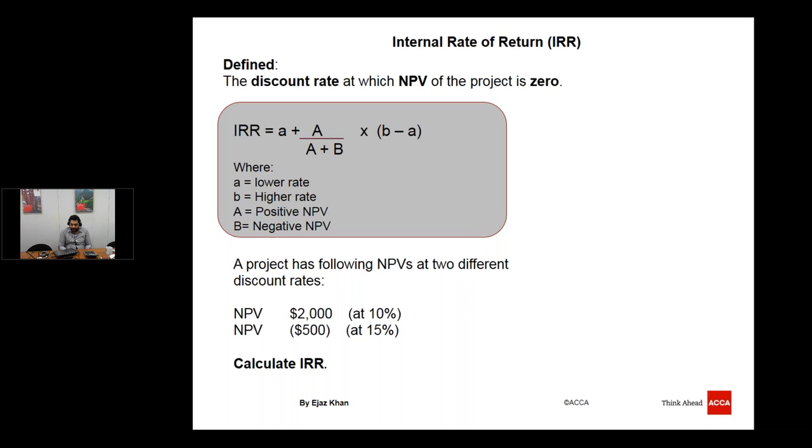So let's look at what IRR is. If you look at the definition, it's the discount rate at which the NPV of the project is 0. That is the definition of IRR, but I don't think it's clear enough to tell you what IRR actually is. So we'll get back to this definition later on. First, we need to find out how we calculate IRR and what IRR actually is. Then you will understand what this definition means.